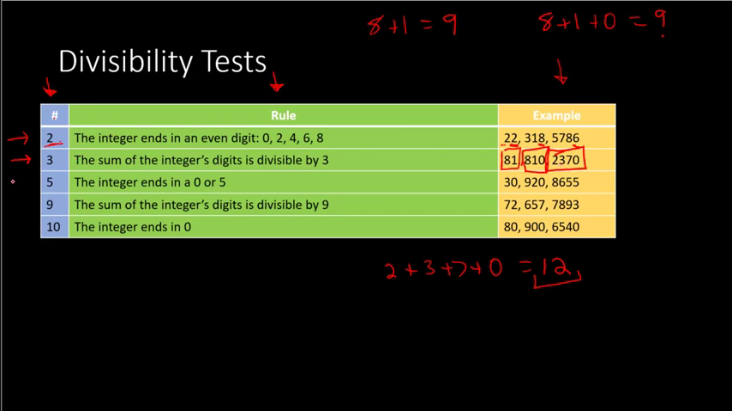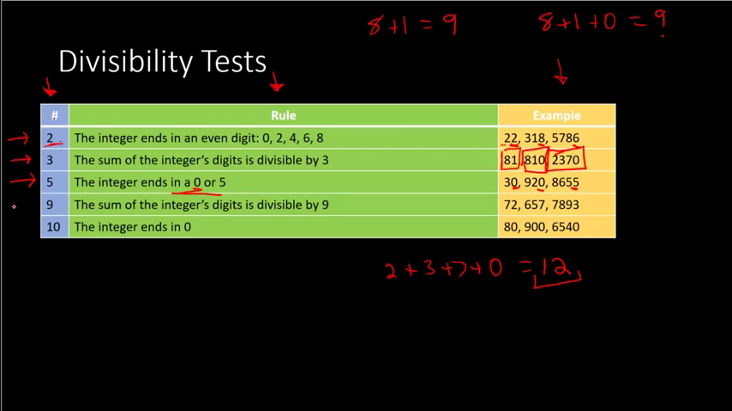All right, now dividing by 5, that's the next one. To divide by 5, the number needs to end in a 0 or a 5. Like 30 is our first example. That ends in 0, so we can divide by 5. 920 ends in a 0, so we can divide by 5. 8,655 ends in a 5, so we can divide by 5. So if it ends in a 0 or a 5, we can divide by 5.